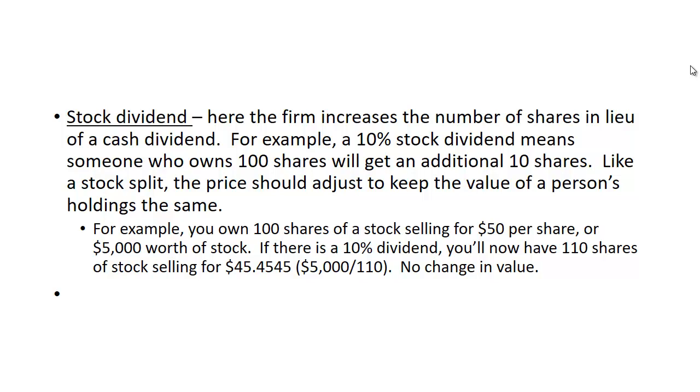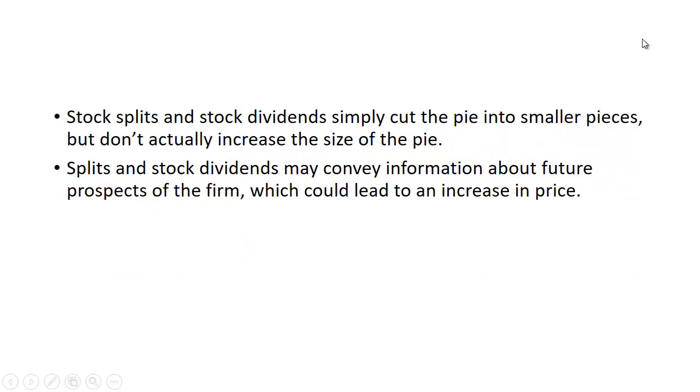So for example, if you own 100 shares of a stock selling for $50 per share or $5,000 worth of stock, if there's a 10% dividend, you'll now have 110 shares of stock selling for $45.45 and some change. It's kind of a repeating decimal. But there should be no change in the value of your holdings. It should still be $5,000. Now, in the case of stock splits and stock dividends, they simply cut the pie into smaller pieces, but they don't actually increase the size of the pie.